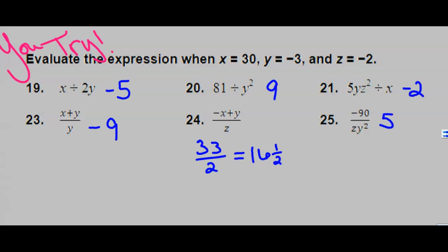You've tried them, here are your answers. Again, make sure you're showing your work. We got -5, 9, -2, -9. Number 24 here, that was actually 16.5. If you left it as 33 halves, that's okay. It's just what we call improper. There's nothing wrong with it other than that. And then number 25 is 5.